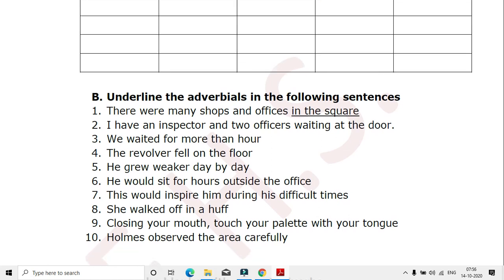Closing your mouth, touch your palate with your tongue. You know what is your palate? Your upper part in your mouth, the upper part where you can touch your tongue on top. That is called your palate. Holmes observed the area carefully.